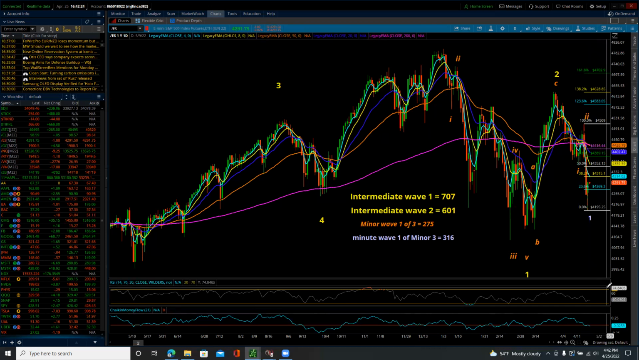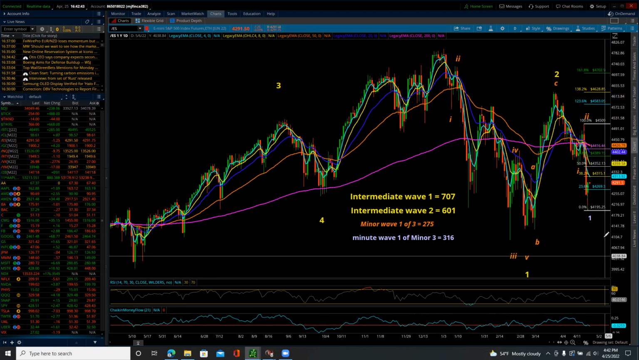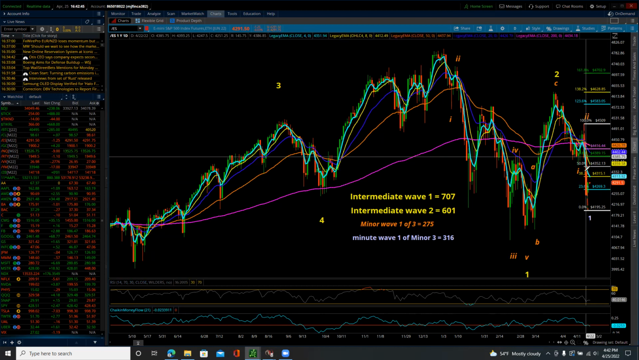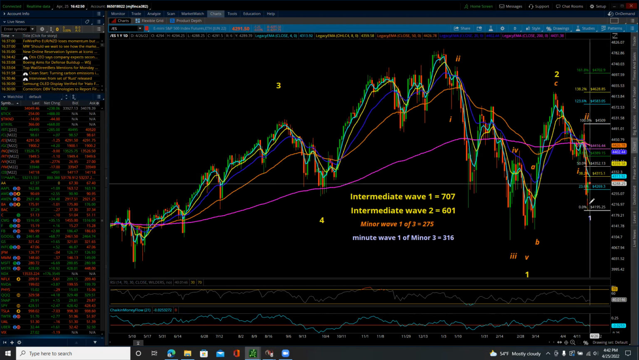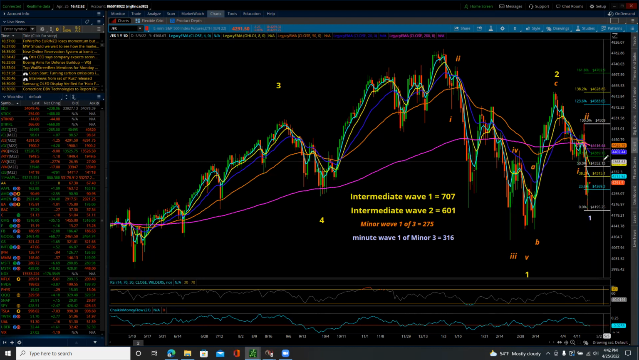Then we have a four and a five to complete the intermediate three. Then we start over with another ABC correction. So this is the unfolding, but we're doing it forward. We have to allow the time for each one of these waves to come to full potential. Unfortunately, often we have to wait for those waves to begin to unfold fully before we can understand how much we can look for within that bounce.